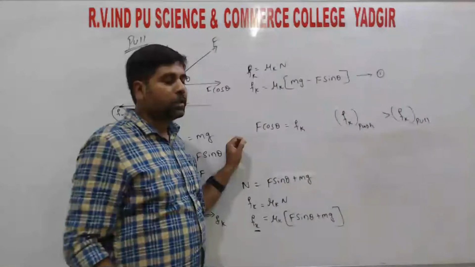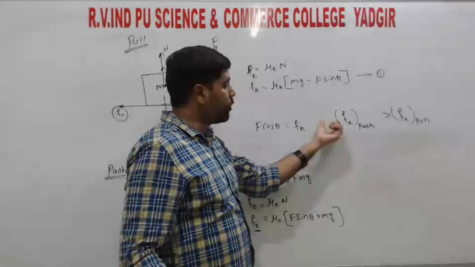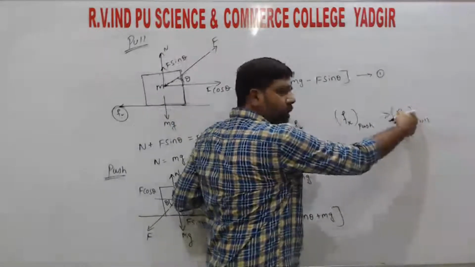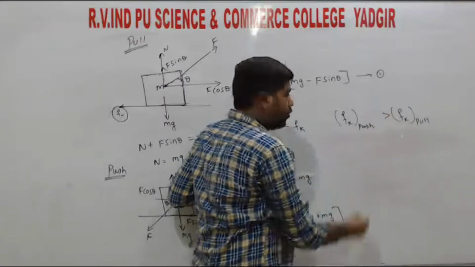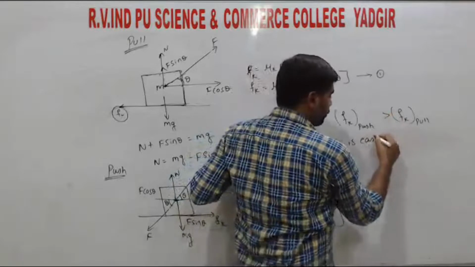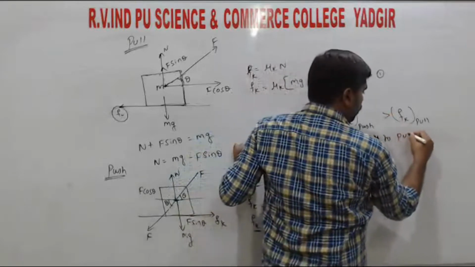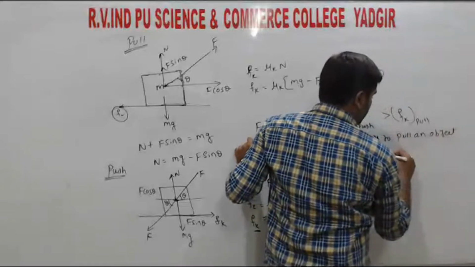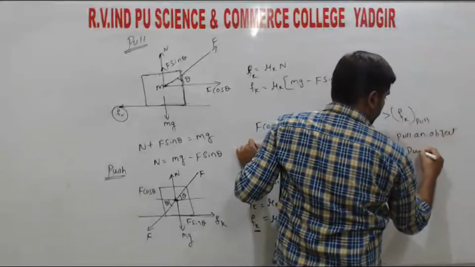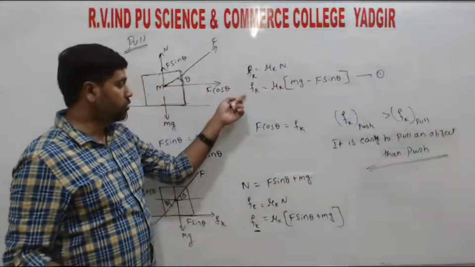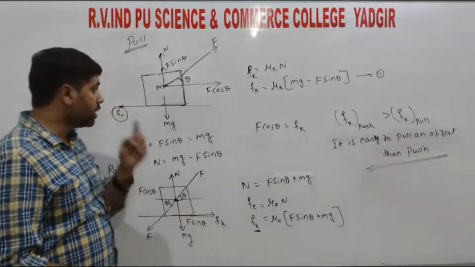If friction is more, then the force we have to apply will also be more. In pull, friction is less, so that means the object will move easily, right? That's why it is easy to pull an object than to push. So this statement has a mathematical relation with these two equations, right? You can solve it if you like.